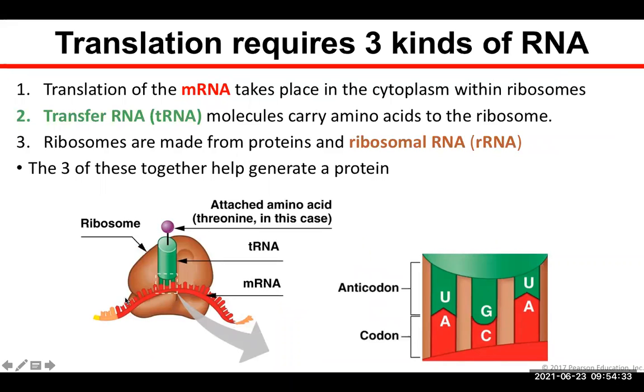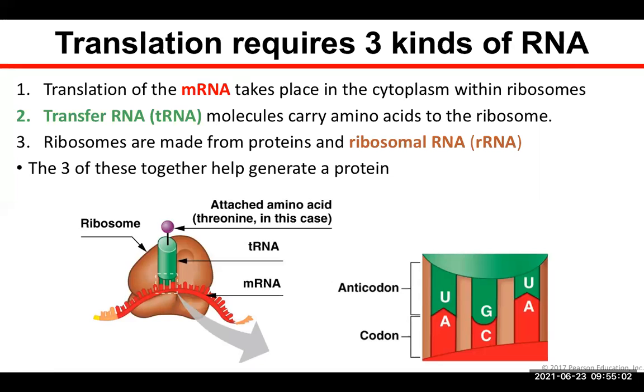So in order for translation to take place, there are 3 different kinds of RNA that are used. The first one, of course, is our messenger RNA. That's going to have all of the information that's going to encode the protein. And that's all going to take place in the cytoplasm or the rough ER within the ribosomes.